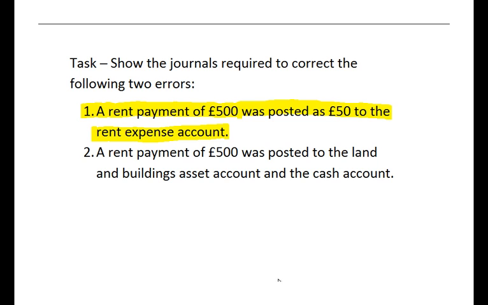So in this example, we're told the error was they posted £50 to the rent expense account. Now, it doesn't mention anything about the cash or the bank account, so we can assume that that would have been done correctly. Now, if we're making a payment for rent, we would be crediting bank, wouldn't we? If we're crediting bank by £500, we can assume here that would be done correctly. It's the posting to the rent expense that's wrong. That would be the debit side of the double entry, and instead of debiting £500, they've evidently only posted £50 to it.